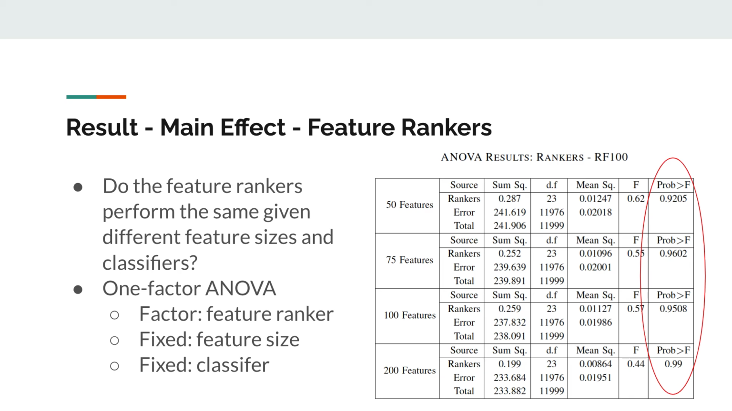The paper further pointed out that this result is repeated for all the other classifiers. Therefore, overall, we can say that none of the feature rankers had significantly different performance than others across all feature sizes and across all classifiers. In other words, the choice of feature ranker does not matter.